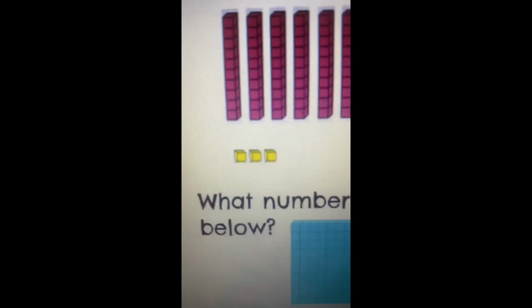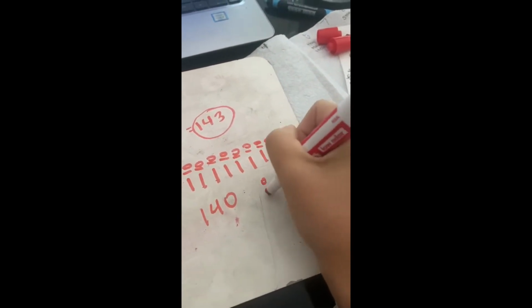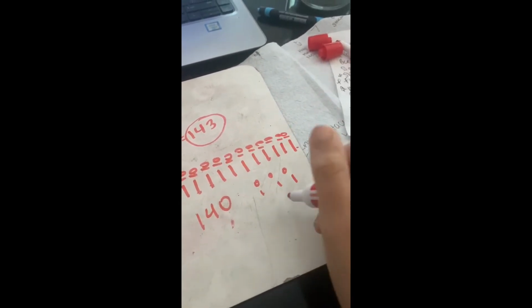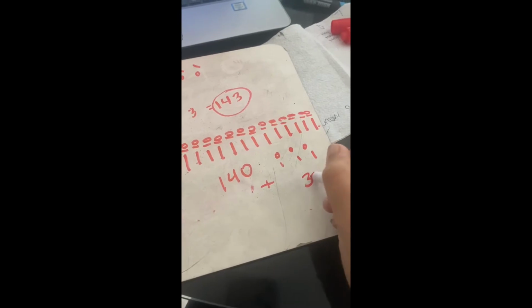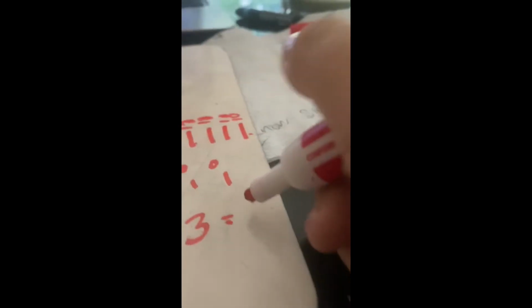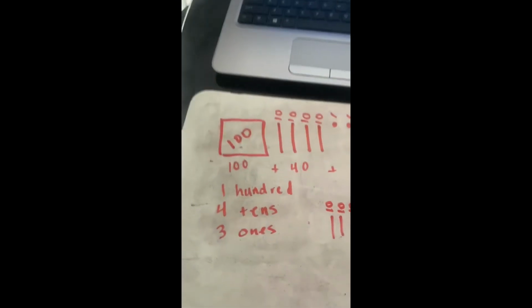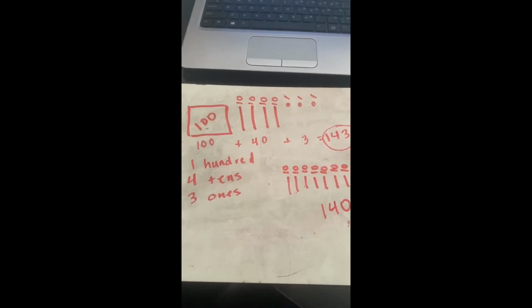You can't forget those 3 ones. So 1, 2, 3, and those each were 1. And 3 ones are 3. Guys, what number do I have? 140. Sorry, it's hard to write and do everything with just one hand and one hand holding the camera. Anyways, 143. Again, just like I did up there, even though that number looked different.